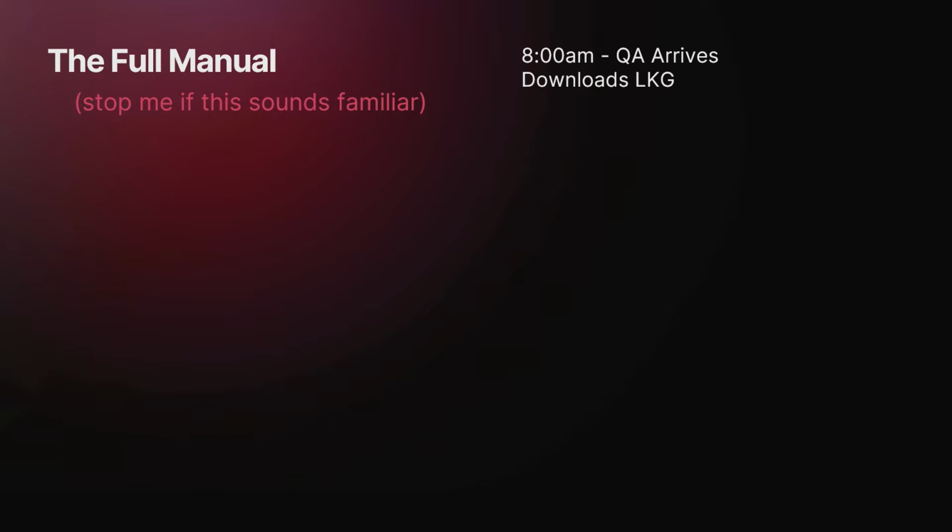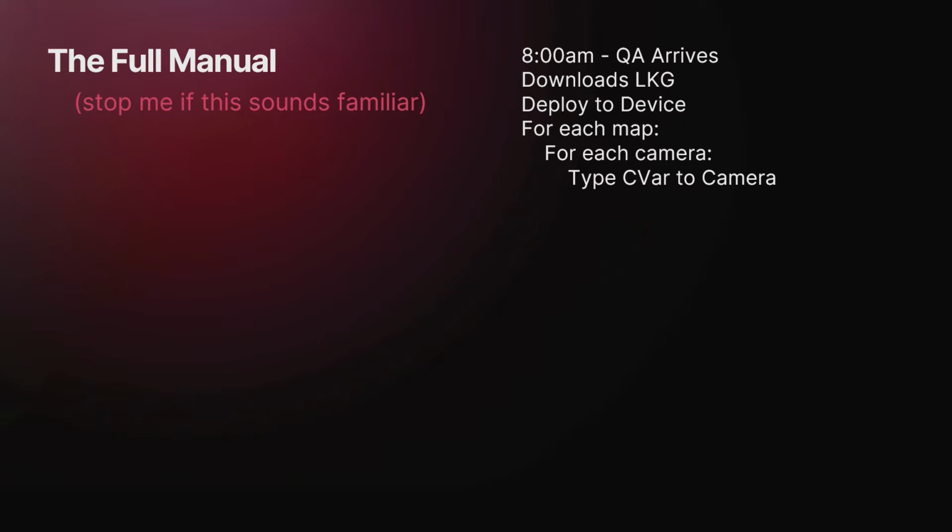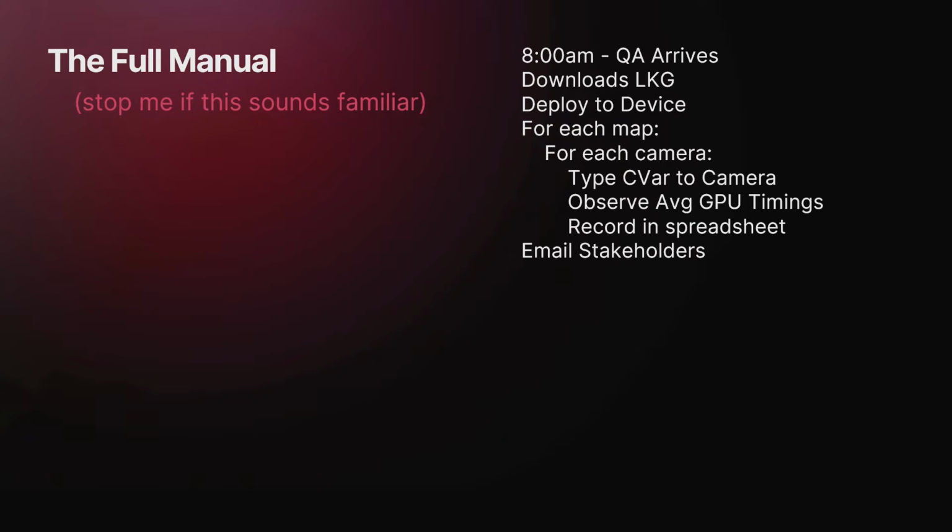So first I want to start with what a full manual process looks like. So the project I mentioned earlier with the 2K distortion map. This is an actual production process. Stop me if you've heard this one. So 8 o'clock in the morning, QA shows up. They download the latest known good build. They deploy that build to their device. And then for each map, for each camera in each map, type in a console command to go to that camera so that we have a consistent frame. And then we observe the average GPU times in something like PIX. We record those in a spreadsheet, and then we email stakeholders with the spreadsheet, right?